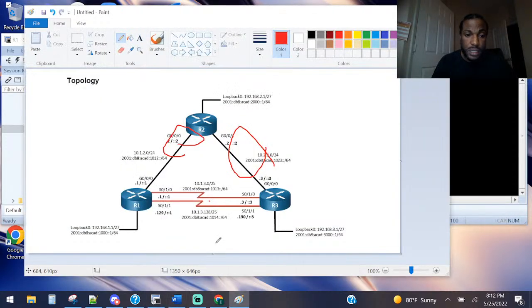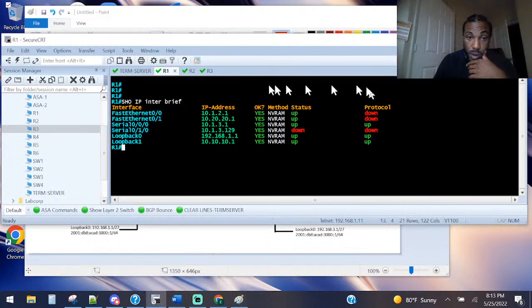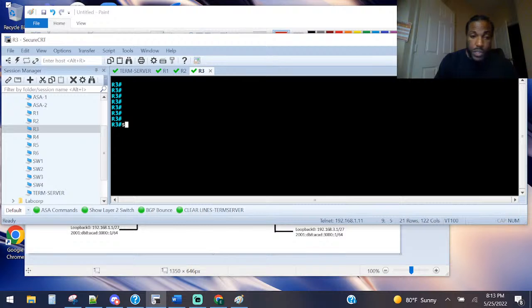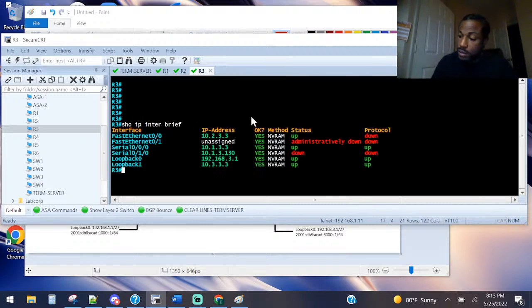10.1.3.129. Yeah, that's the 10.1.3 network, dot 129 right there. The other one should be dot 130. So let's go to router 3 and double check that. Show IP interface brief. Yeah, I came prepared. There's dot 130. However, I see this one's down, so this might be a cabling issue. We'll have to double check that.